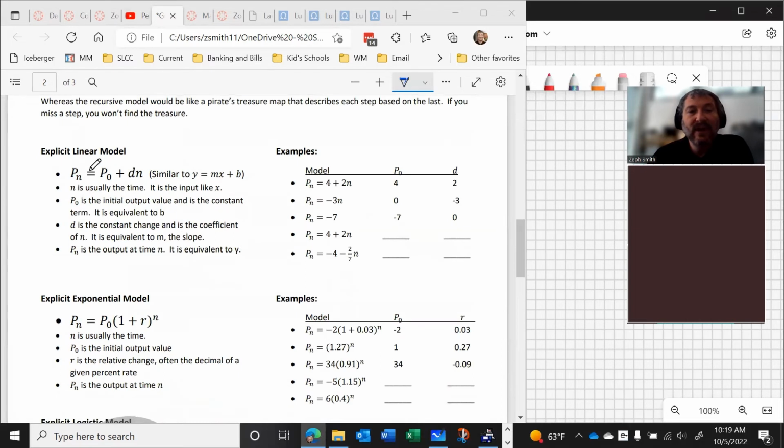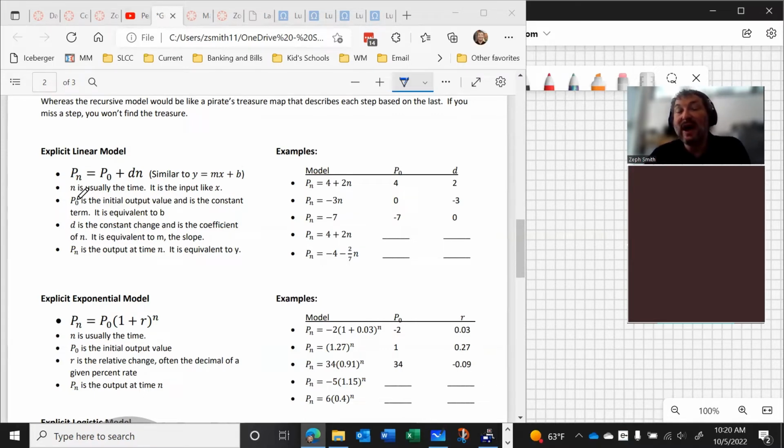Okay, so the explicit linear models. These formulas will be given on exams, the large ones. And so we just want to get used to using them. This is spoken P sub n. This is a subscript notation. P sub n equals P sub 0 plus dn. This is similar to our y equals mx plus b.